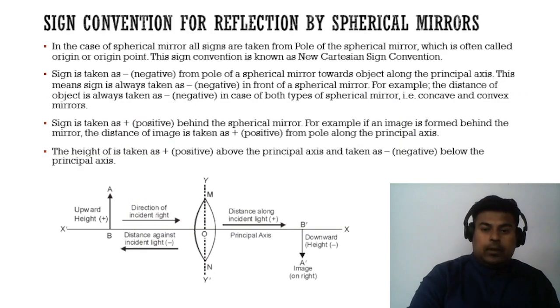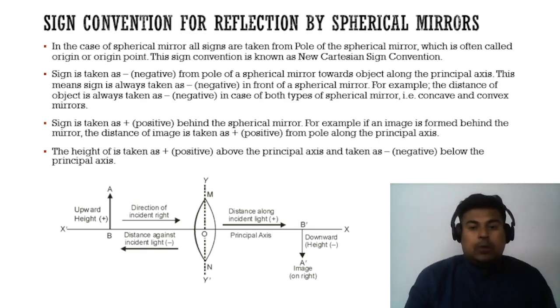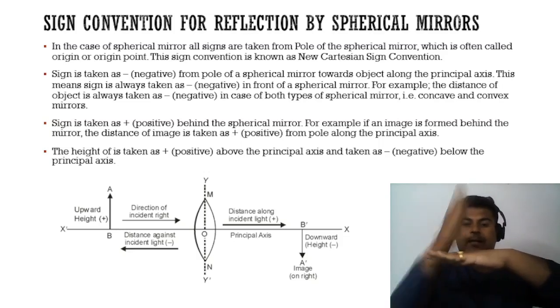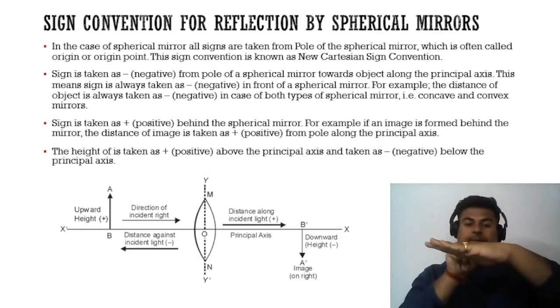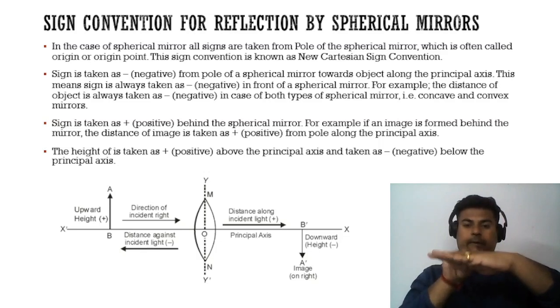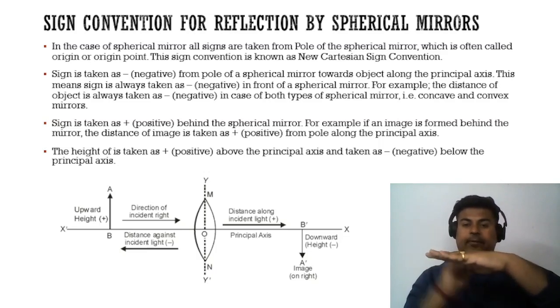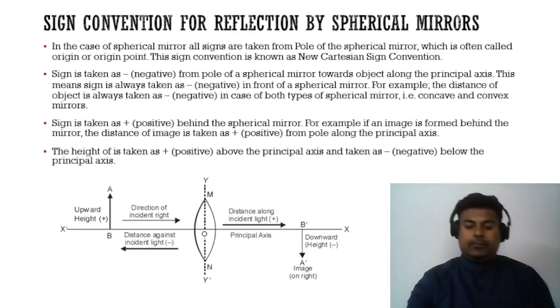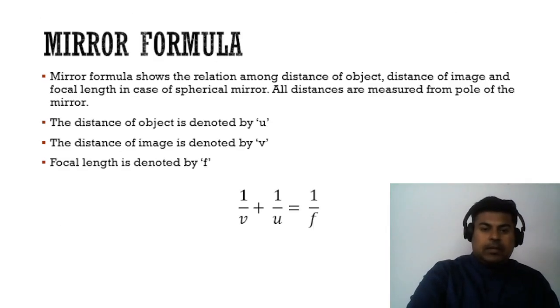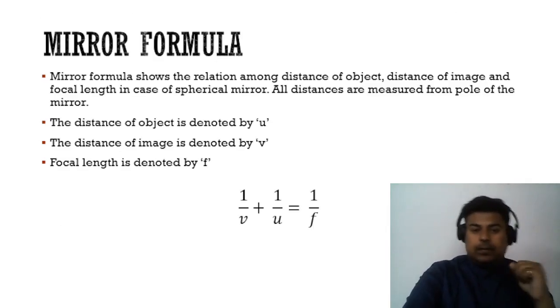Now, to study the mirror formula and magnification, we need to know about the sign convention. It follows the simple new Cartesian sign convention: if this is the principal axis, this is the point where the pole is kept. This is the point which is called the origin. Anything to the right is positive, to the left negative, upward positive, downward negative. This is the sign convention. By using this sign convention, we can study the mirror formula.